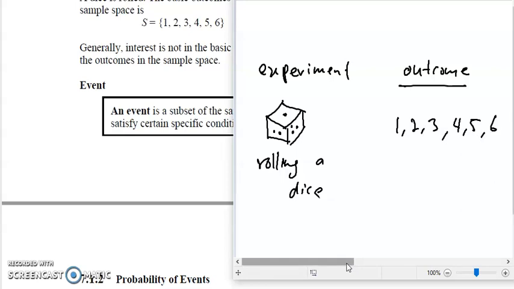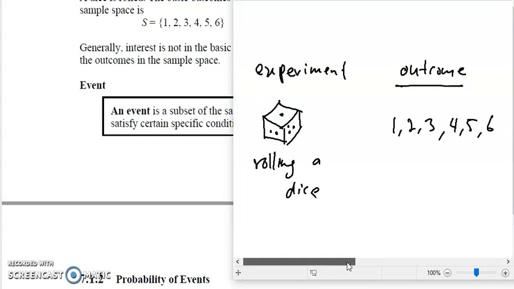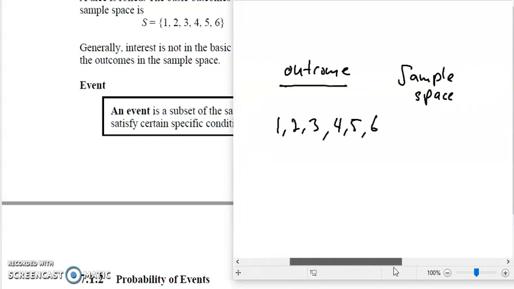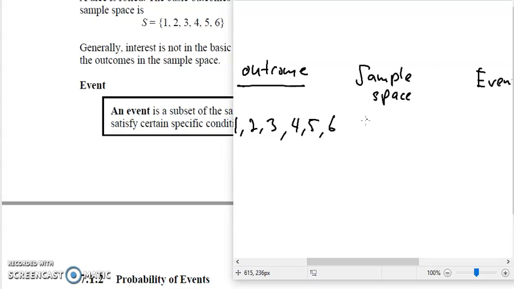And then after you've got the outcome, what are we going to do with the outcome? We are going to make it a sample space. The sample space is all the outcomes that you have, so we are going to denote it as a capital S. So put a set here, open curly bracket, and then we have the outcomes 1, 2, 3, 4, 5, and 6. I'll close the bracket. So this is your sample space.